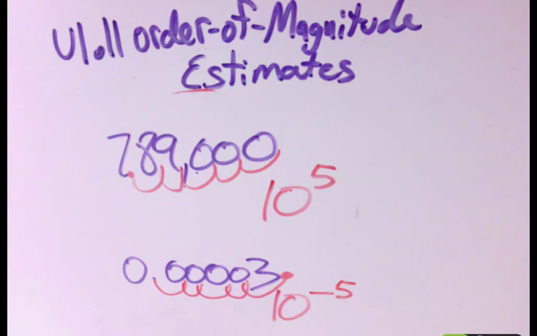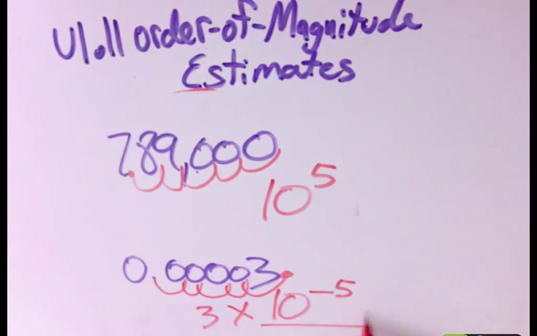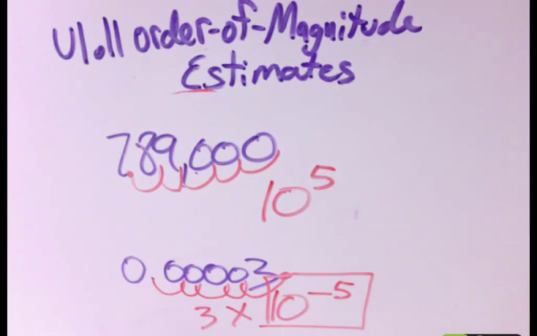So when we're talking about order of magnitude, this is really going to be 3 times 10 to the 5th, or negative 5th, but when we talk about order of magnitude, we really just want this end part.